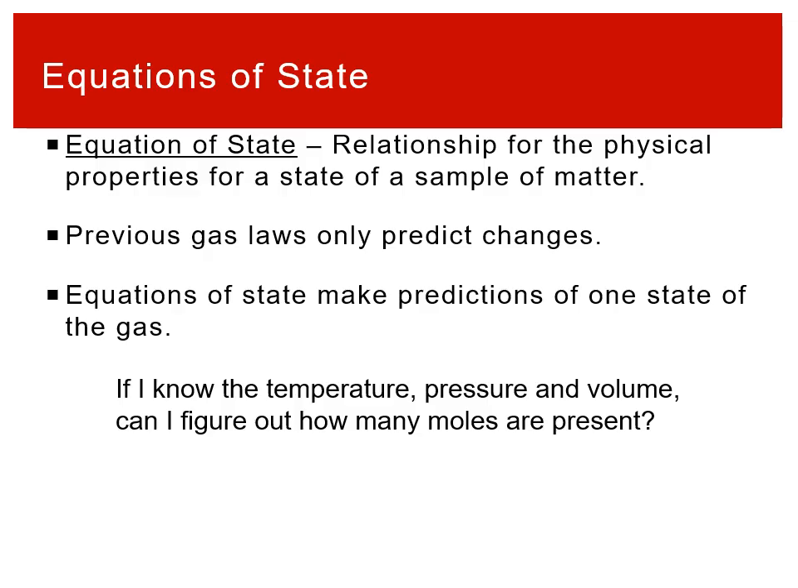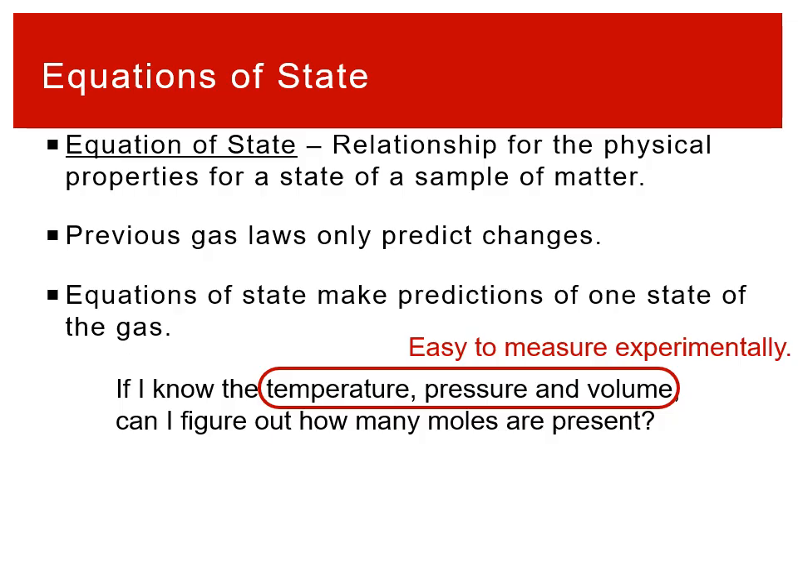Okay, so for example, the kind of question that an equation of state allows us to answer is, if I know the temperature, pressure, and volume, can I determine how many moles are present? Okay, so these are different types of measurements that I'm now relating. And temperature, pressure, and volume are the kinds of things that I can measure experimentally, right? Use a thermometer, you figure out the temperature, pressure, we have manometers or barometers, and volume, if you have a sample of gas, you can see how big the container is.